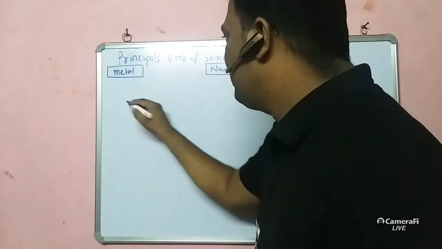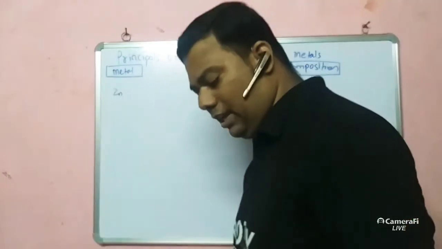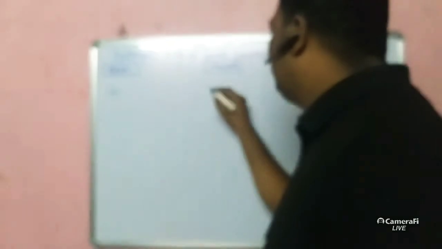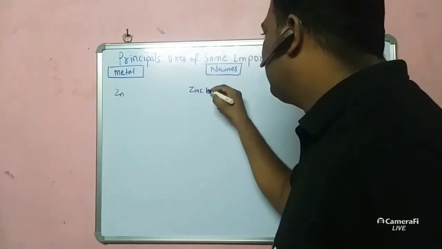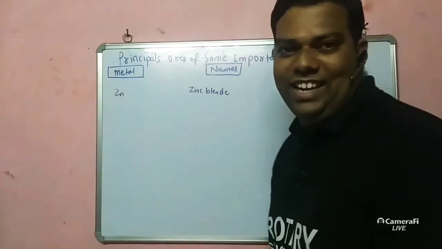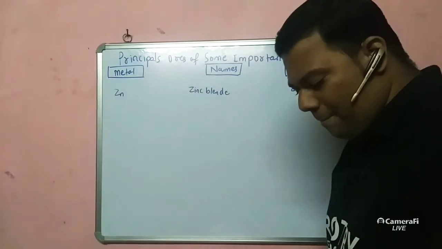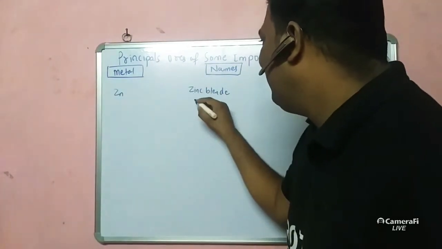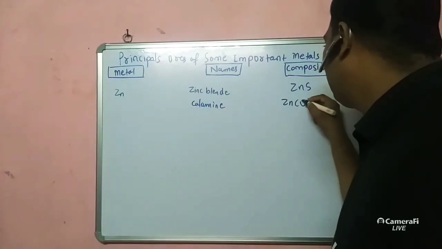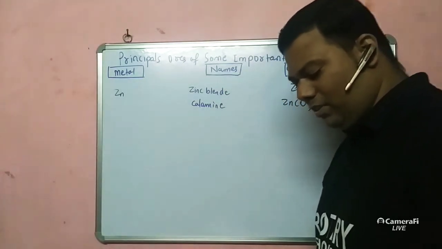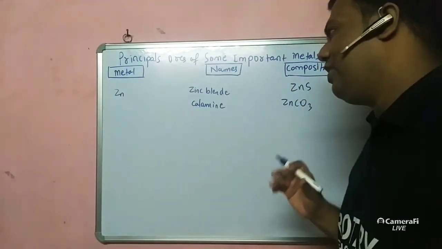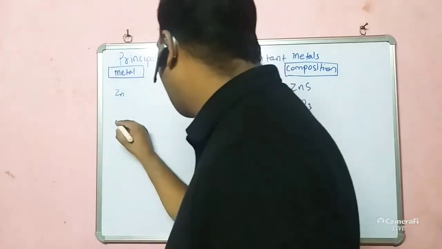Suppose you write zinc. For zinc, we can write zinc blende, having chemical composition ZnS. Now see about zinc, calamine is also there, having formula ZnCO3. Some girls know lacto calamine, in which there is zinc, in cosmetics.